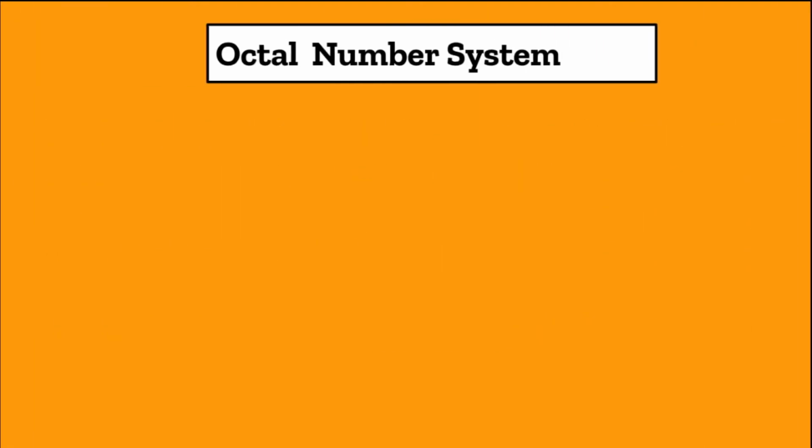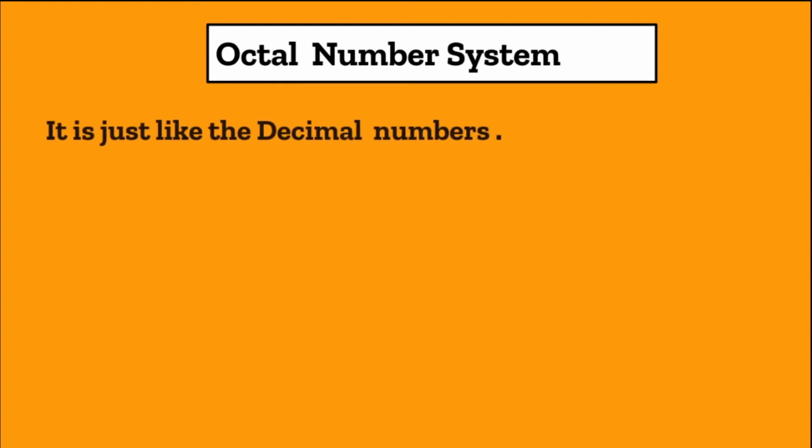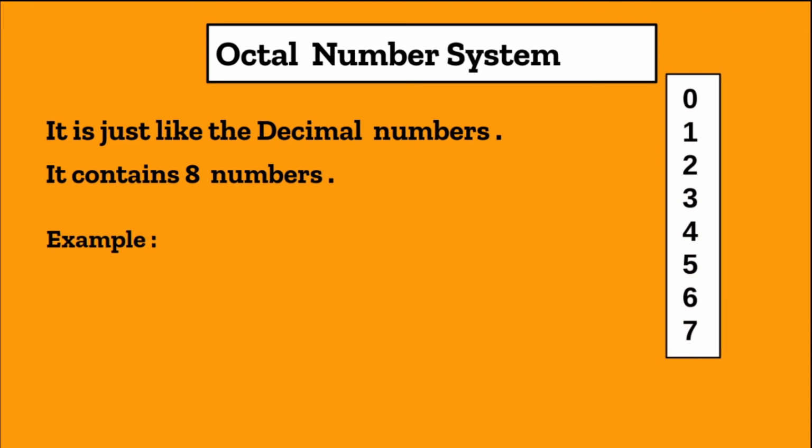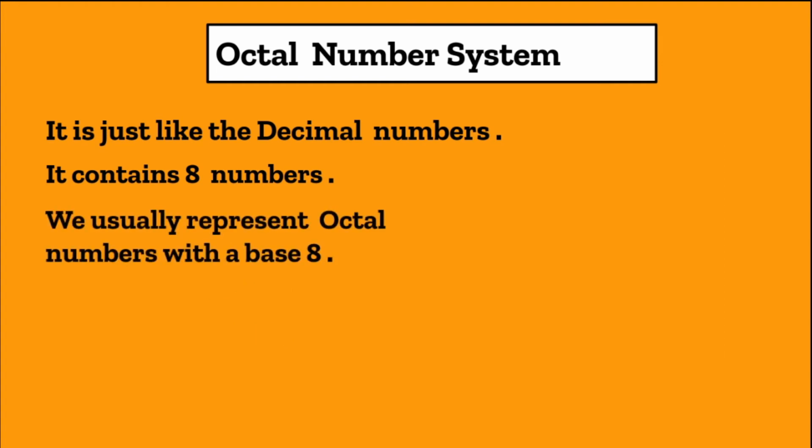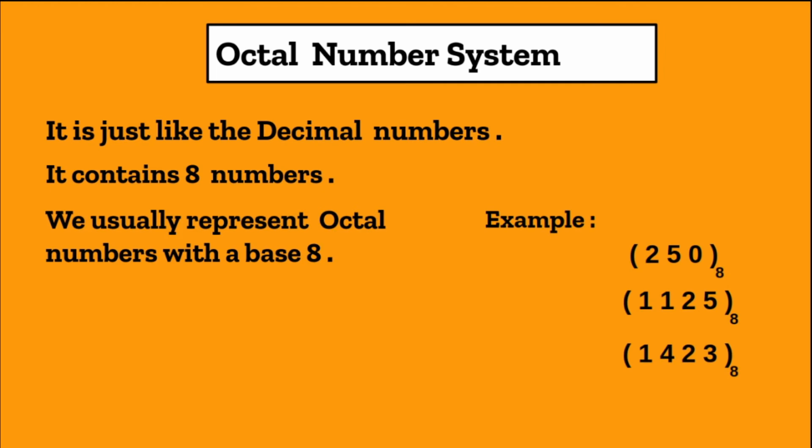The third number system is called octal number system. It is similar to the decimal number system. The only difference is it only has 8 values, starting from 0, ending at 7, and the octal number occupies 3 bits of memory. We can have examples like 250, 1125, 1423. The octal numbers will be represented with a base 8.